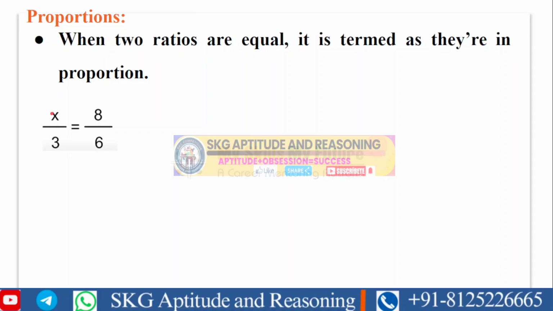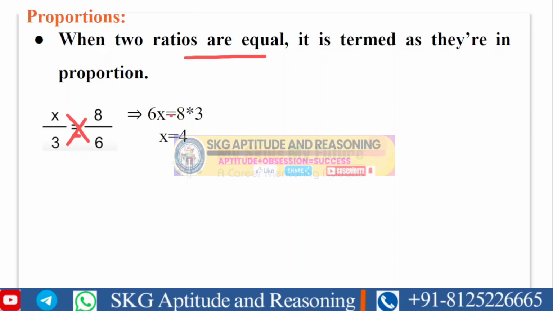So here x by 3 will be equal to 8 by 6. Now he is mentioning the equal symbol here. The equal symbol means the ratios are in proportion. So when ratios are in proportion, what I told, we simply cross multiply the things here and get the value of x.